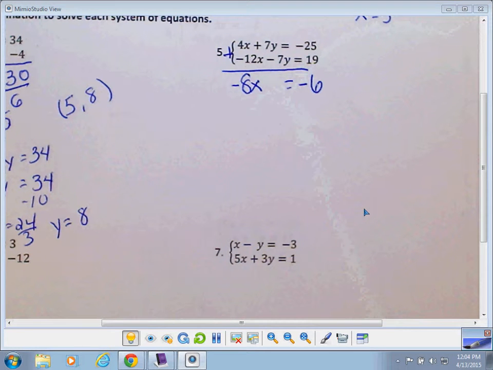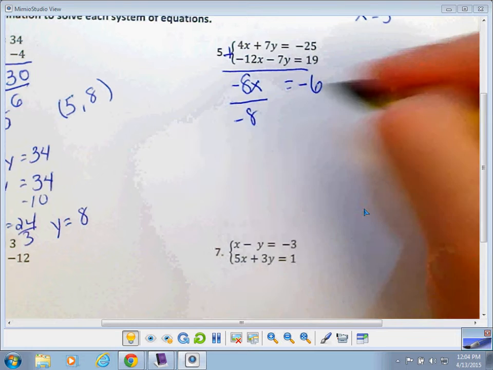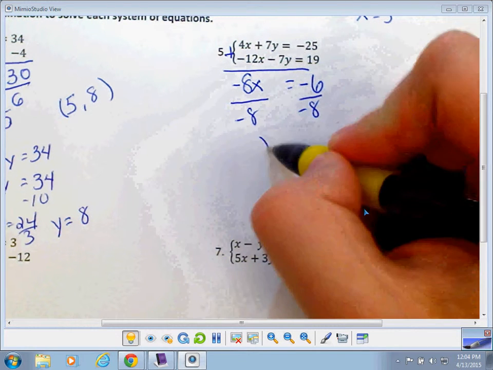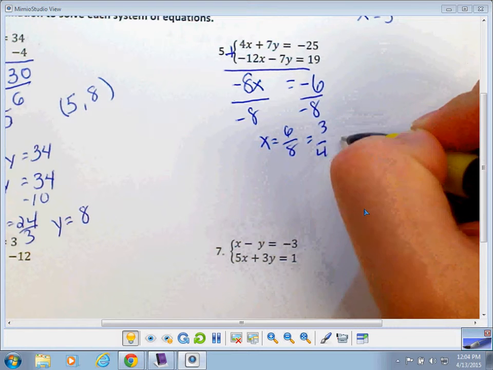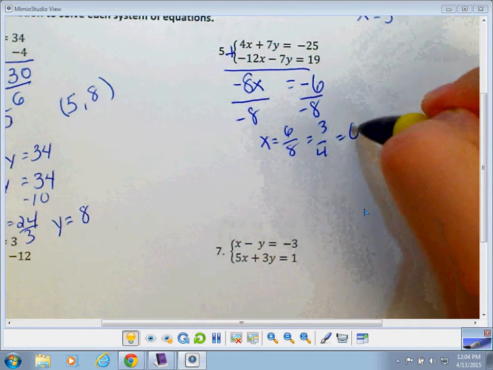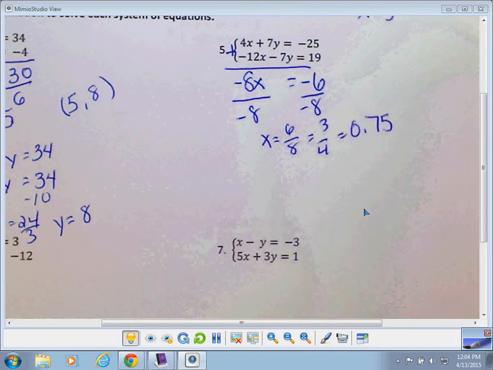Now this one you will see that we won't have a nice even number, but we will get a decent number. It will be a fraction though. So then divide both sides by negative 8, and you're going to get x is equal to 6/8, which is 3/4, or if you put it in your calculator, it's 0.75. So now we know what x is equal to.